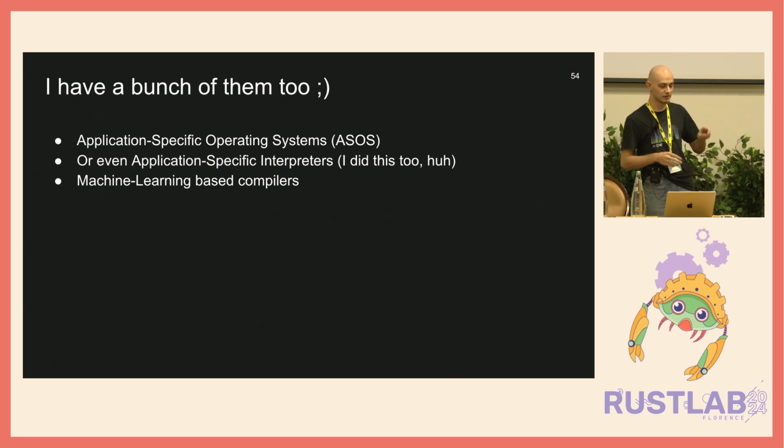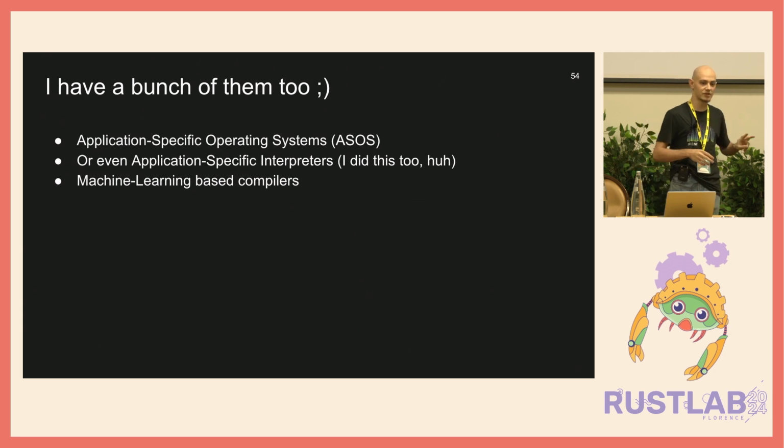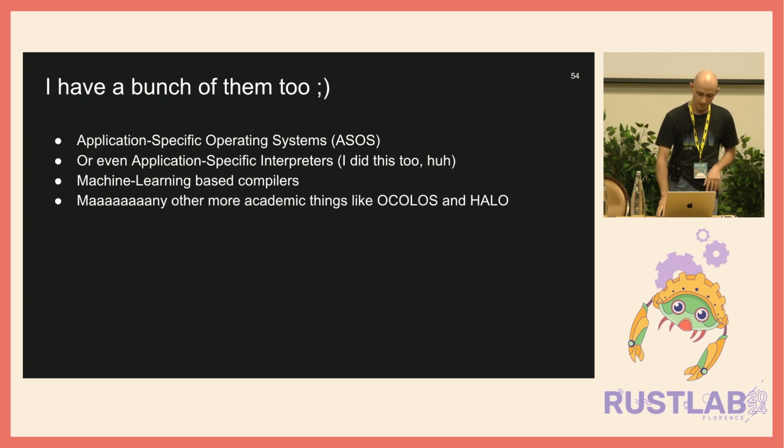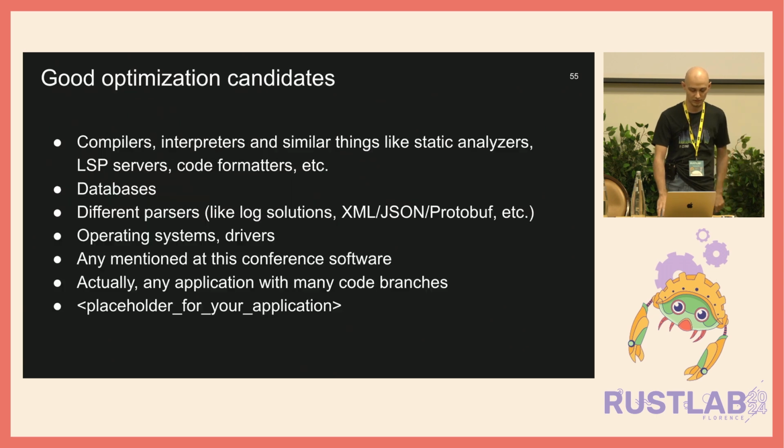LLVM already integrated two optimizations based on machine learning: machine learning based inlining, and machine learning based register allocation. And it showed interesting, positive results in practice. Actually, we can do the same thing, for example, with schedulers. We can try to generate or synthesize a machine learning based scheduler according to some workload. And many academic things like Oculus and Hello, they are not stable, so no worries.